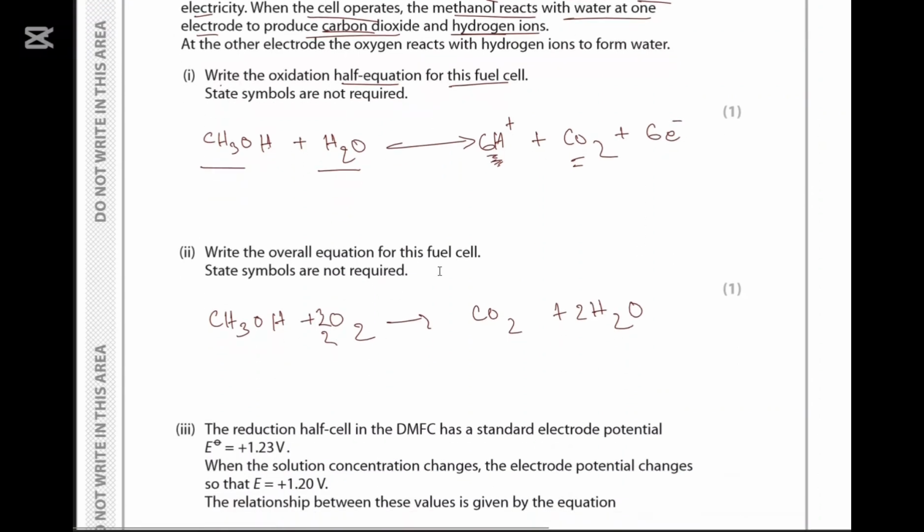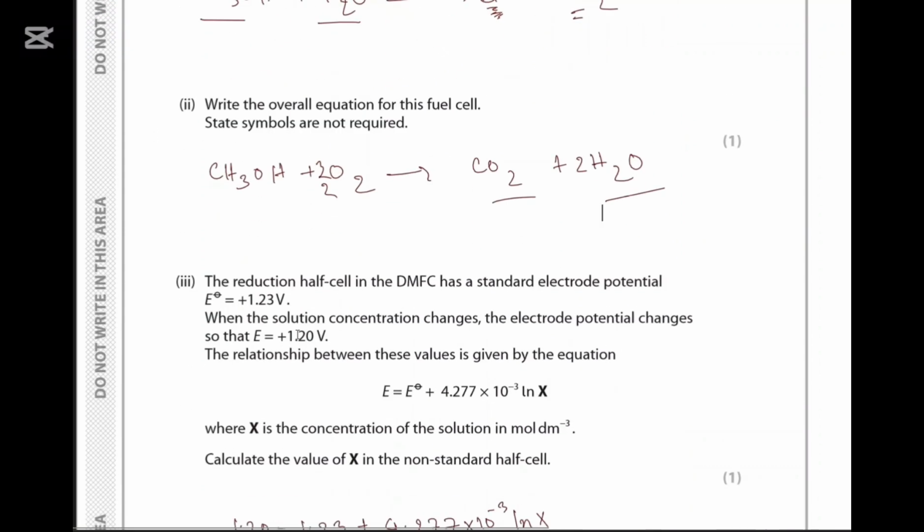Write the overall equation for this fuel cell. Okay, so what's happening is basically the methanol is being combusted. So methanol is reacting with oxygen. So CH3OH plus O2 produces carbon dioxide and water, just balance the equation.